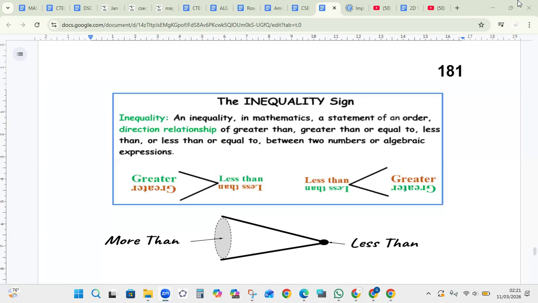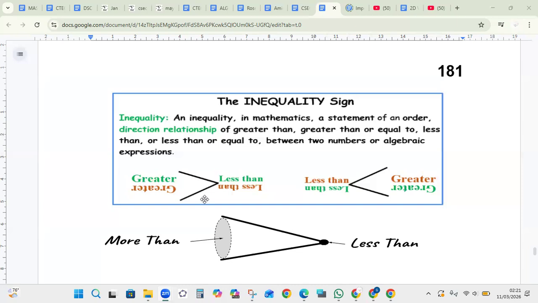So here's the symbol. I normally call it the head of an arrow. It has an opening and it has a point. So I view this entire symbol as the inequality symbol, and the opening is called greater than, and the point is called less than. If there's an extra line, that extra line is called or equal to, because that is what you see when you see it.